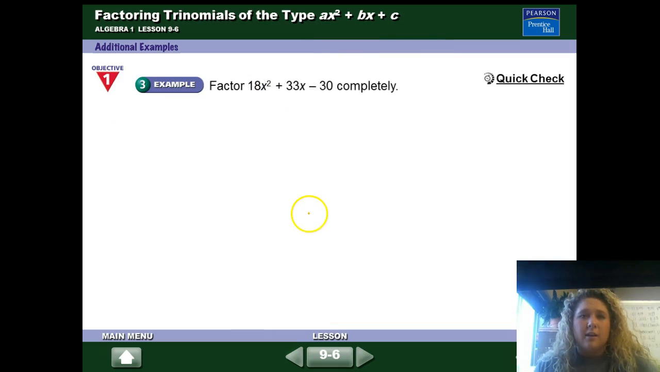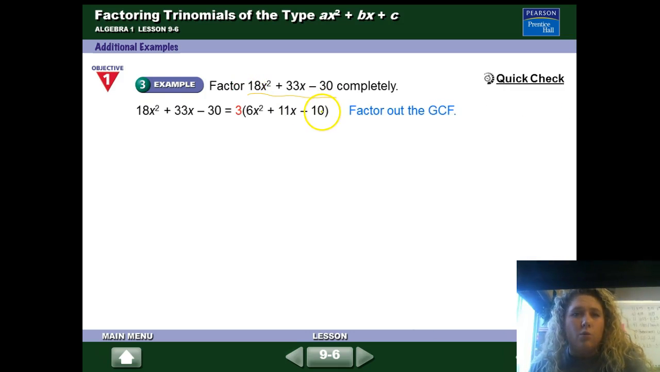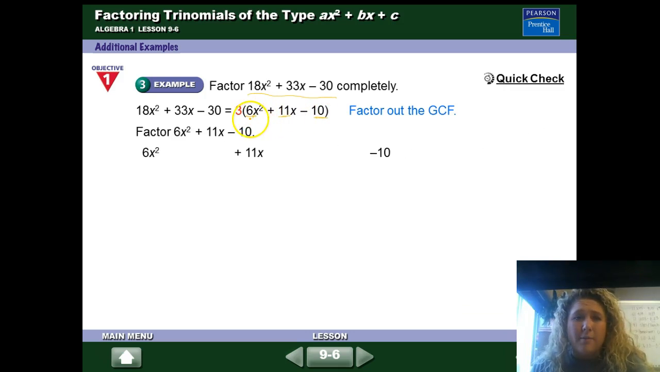Last example today. First thing when you see, to make that whole factoring out easier, is if you can pull something out from your original. We see we can pull out a 3 from everything. So pull out a 3 from 18, you get left with 6. Pull out a 3 from 33, you get left with 11. Pull out a 3 from 30, you get left with 10.